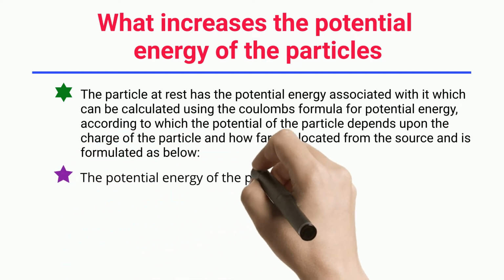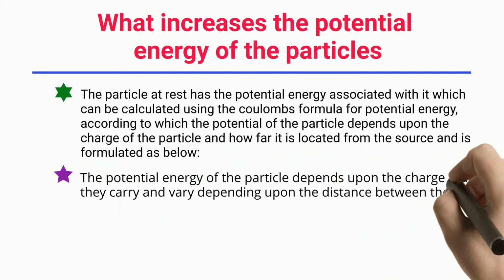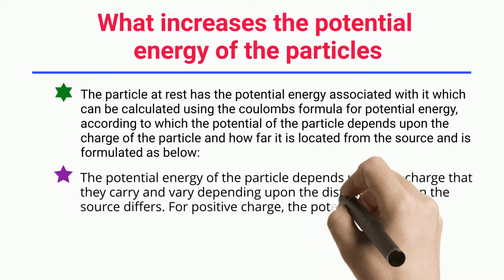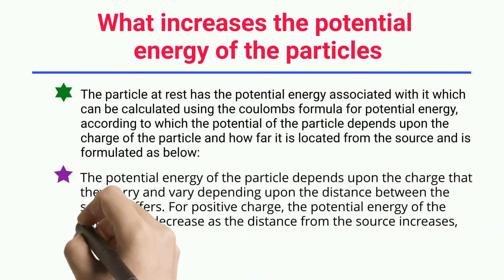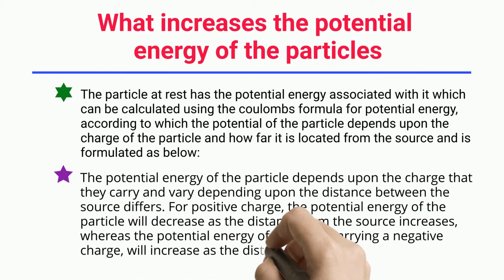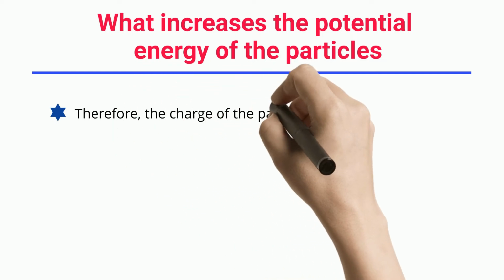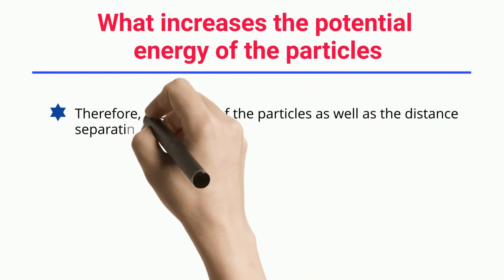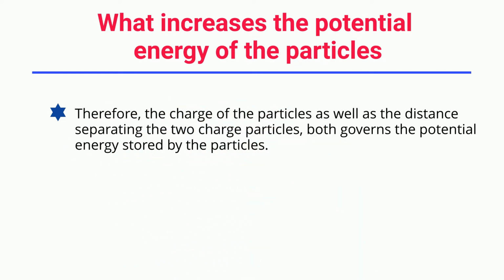The potential energy of the particle depends upon the charge that they carry and varies depending upon the distance from the source. For a positive charge, the potential energy of the particle will decrease as the distance from the source increases, whereas the potential energy of a particle carrying a negative charge will increase as the distance from the source increases. Therefore, the charge of the particles as well as the distance separating the two charged particles both govern the potential energy stored by the particles.